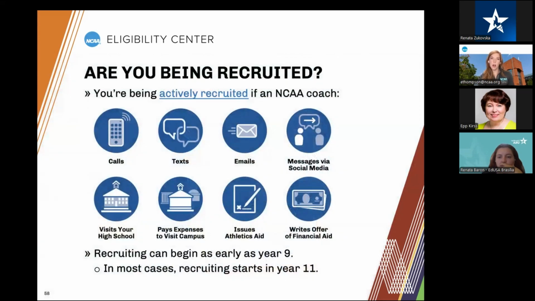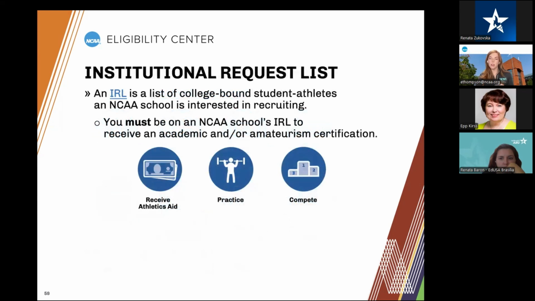So next, I'm going to touch briefly on the recruiting process. These are all activities that we define as recruiting. If you receive any of the following type of communication from an NCAA coach or their university, that is considered active recruiting: phone calls, messages on WhatsApp, emails, direct messages on social media, them coming to visit and observe you compete in your country, offering to pay for you to come visit their university, or offering you a written financial aid agreement. All of those things are considered active recruiting. Most of the time, those do not start occurring until grade 11, but they can send you interest materials as young as grade 9 or year 9.